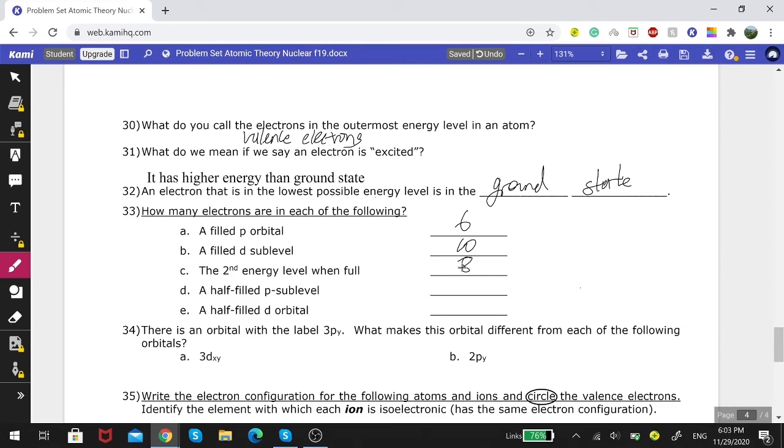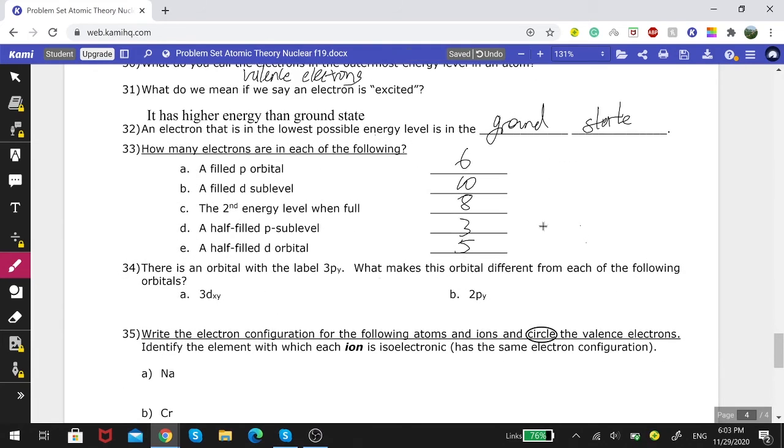Now, a half-filled p sublevel. P can hold 6, so half will be 3. A half-filled d is 5, because d is 10, so half of that is 5.